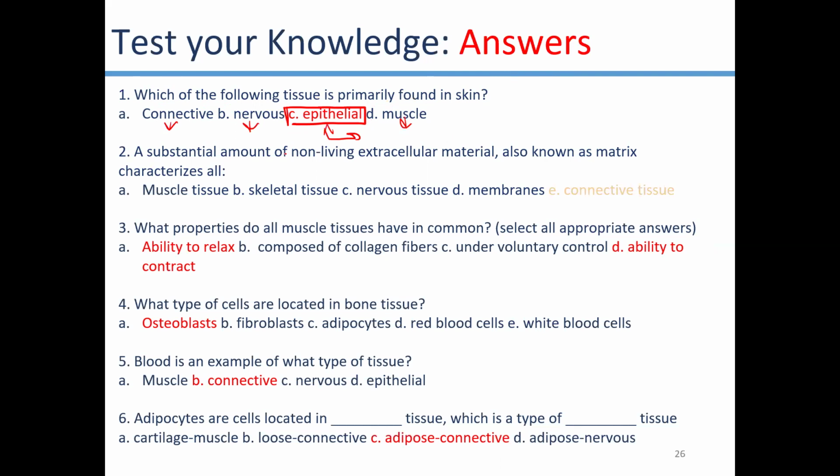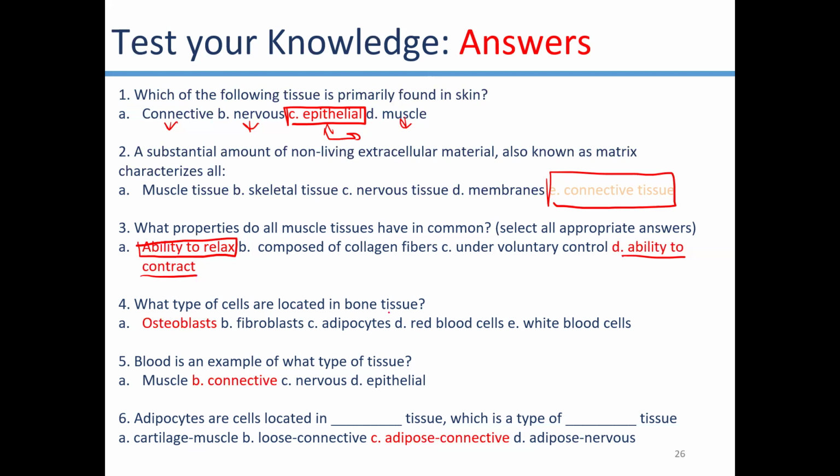Number two, a substantial amount of non-living extracellular material, also known as the matrix, characterizes all of what? In this case, it is going to be our connective tissue. Number three, what properties do all muscle tissues have in common? Select all appropriate answers. Every single type of muscle is going to have the ability to relax, and they're also going to have the ability to contract. So whether they're striated or not striated, whether they have many nuclei, whether they're voluntary or involuntary, every single type of muscle is going to have the ability to contract and relax in order to elicit a movement.